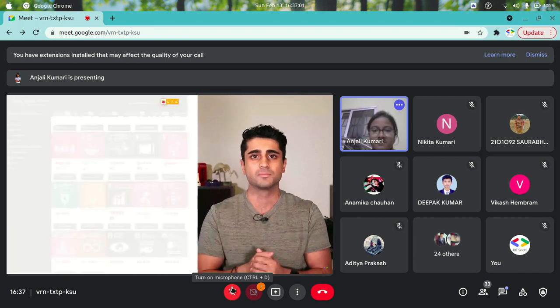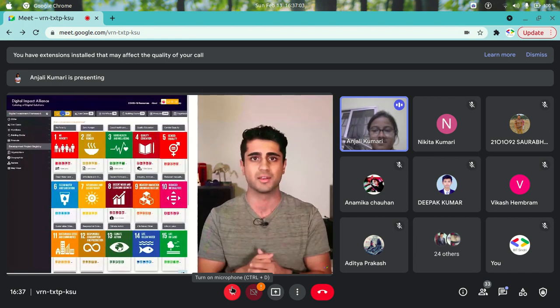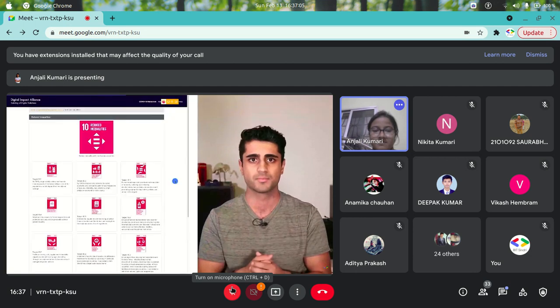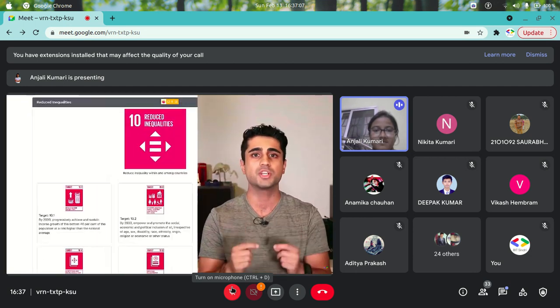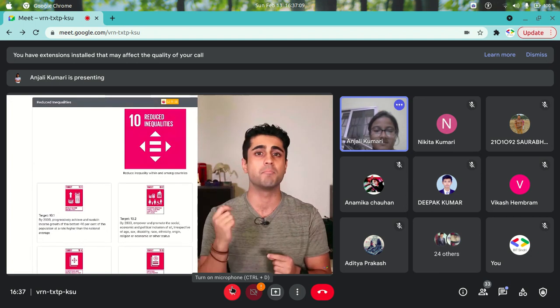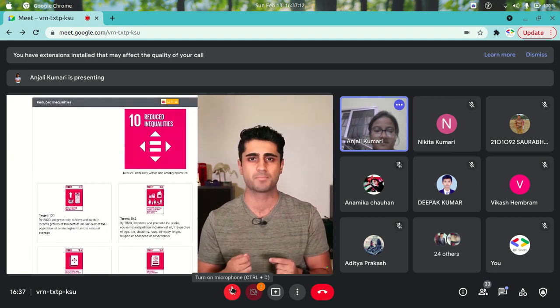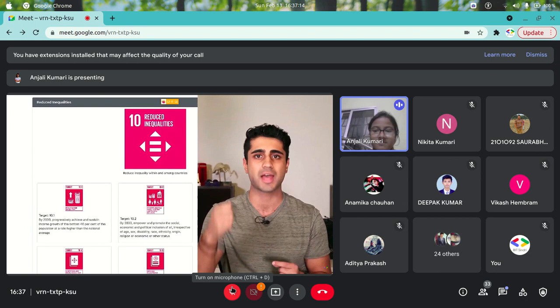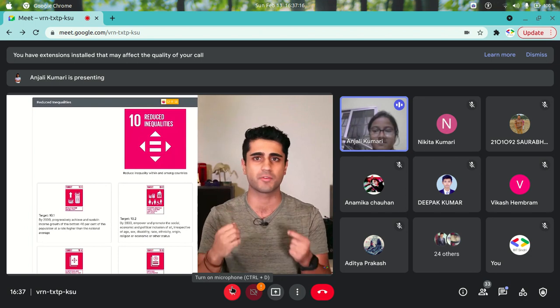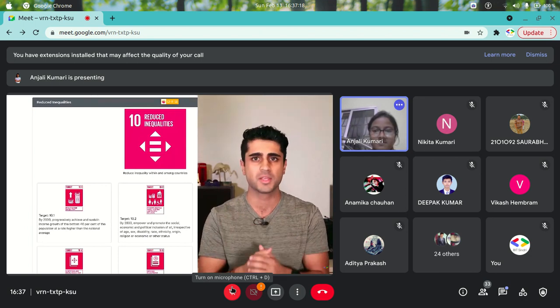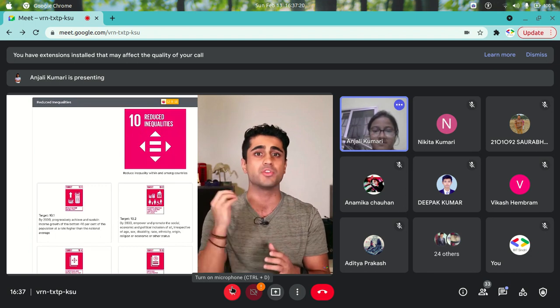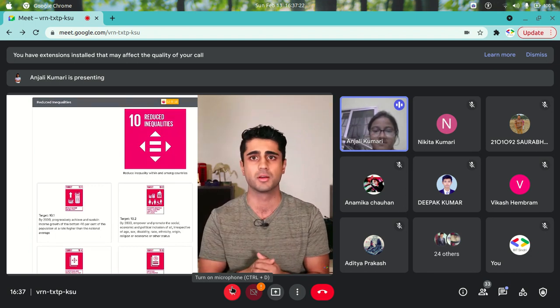Now, let's take a look at goal 10, reduced inequalities. Target one, achieve and sustain income growth for the bottom 40% of the population at a rate higher than the national average. What a well-defined target. Okay, so now you can start brainstorming again on how you can achieve progress through technology here.